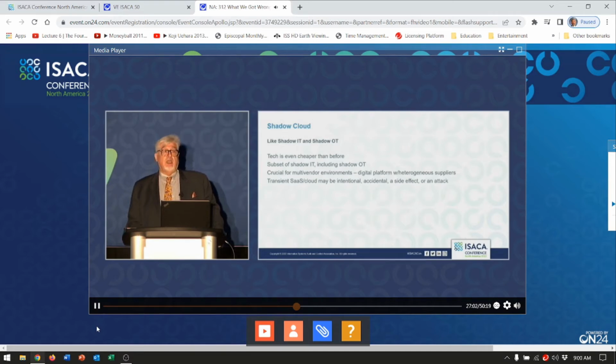Whenever you use a SaaS application, incredibly cheap, easy to get, you're going to end up, in most cases, having data residing in that SaaS application. You need to know where it is. Cloud Access Security Brokers, CASB, can tell you what's going on and where it is, and can help you with that. I mentioned in passing Shadow OT. That may be an unfamiliar term.